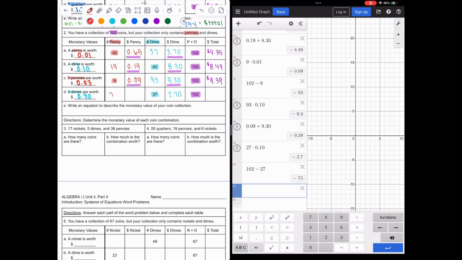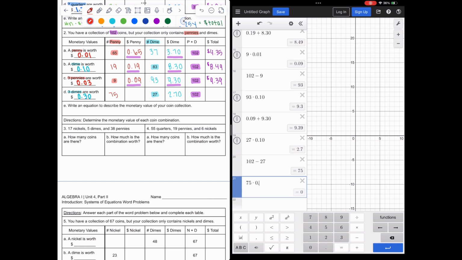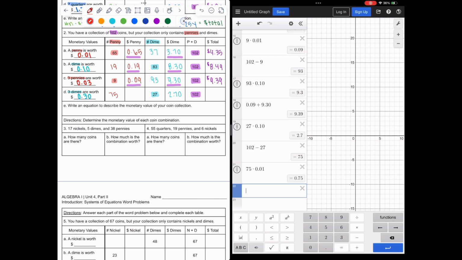So now what we're looking at is if we know that we have pennies and dimes and we have 75 pennies, I multiply by the monetary value of a penny and I end up with 75 cents. So before we try to write our equation, the last thing we have to do is add these two values together. 0.75 adds to 2.7, and together those give you your grand total of $3.45.